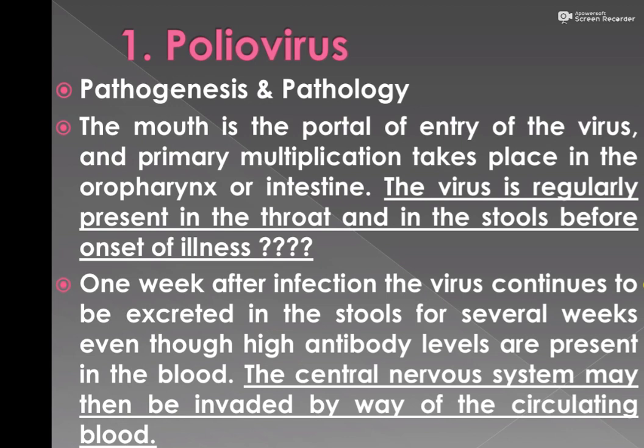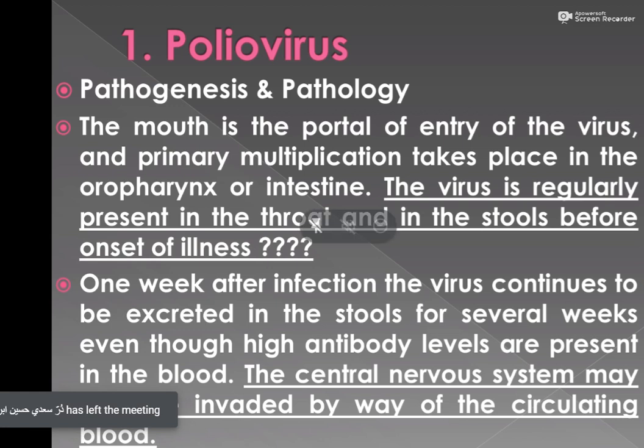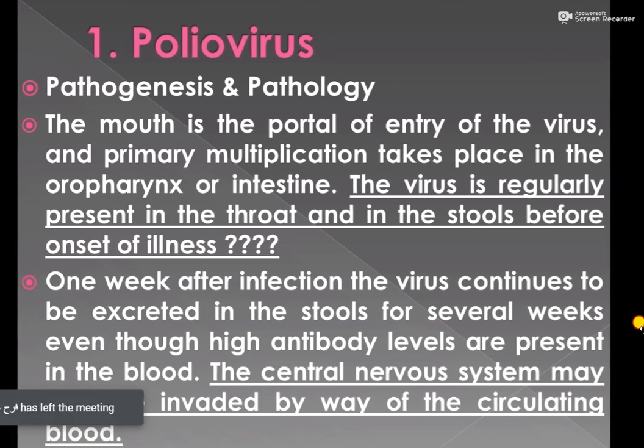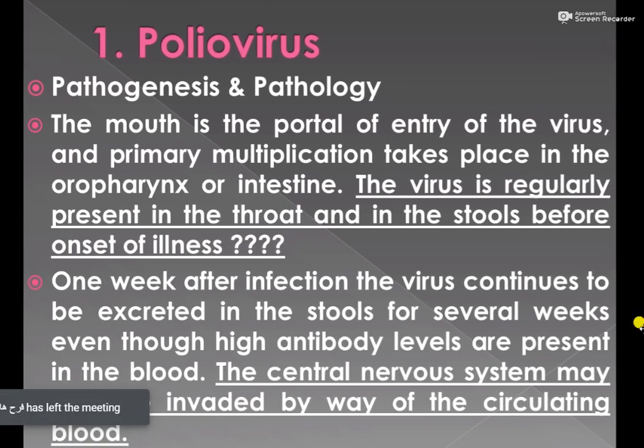Pathogenesis. The virus enters through the mouth, and replication occurs in the oropharynx and intestine. The virus is regularly present in the throat and in the stool before the onset of illness. This is very important. Why the question mark? Because what is the danger of this? It means the patient is infectious throughout the incubation period and after the appearance of illness.